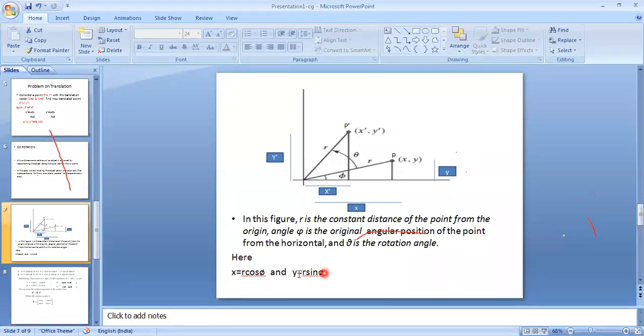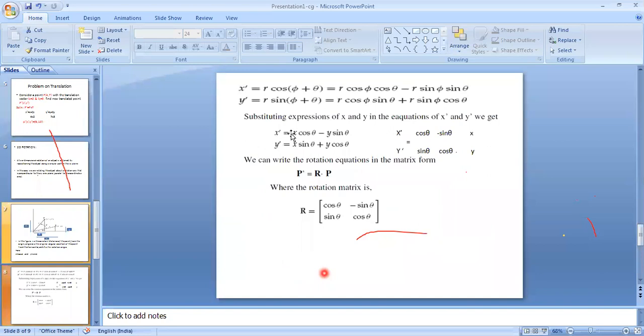Substituting x and y for r cos phi and r sin phi, what is the equation that I get? It is x' = x cos theta minus y sin theta, and y' = x sin theta plus y cos theta. That means for the new x' and y', if I know the old x and old y, and they give the angle of rotation, I can easily get x' and y'.